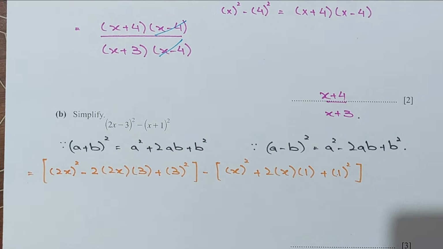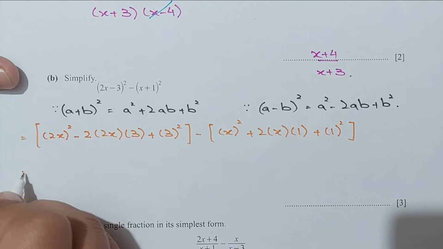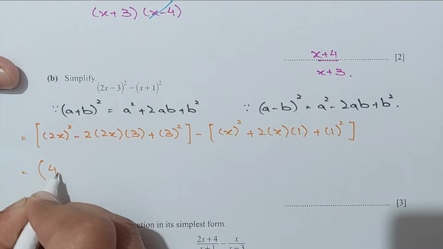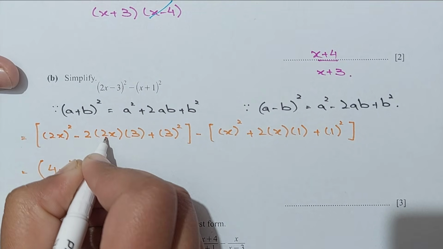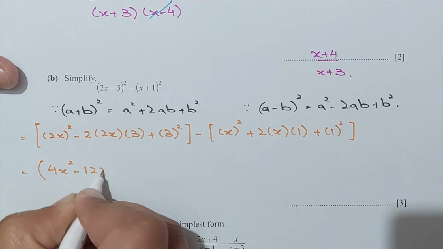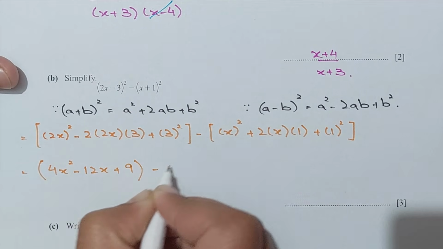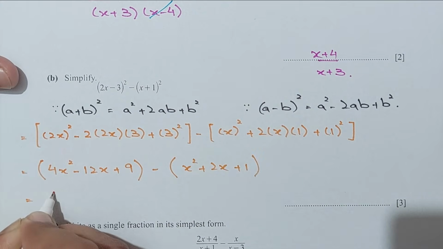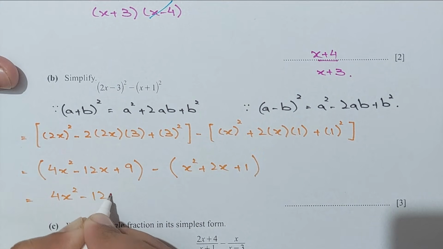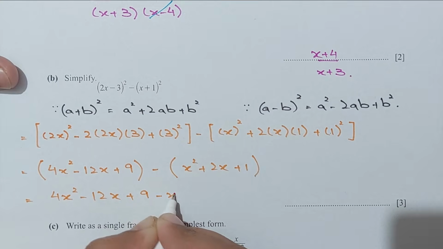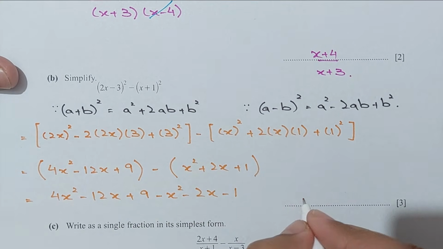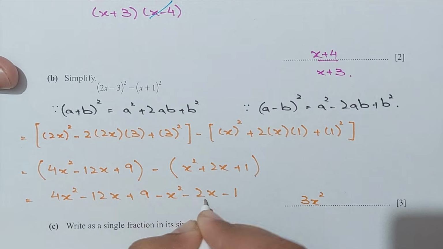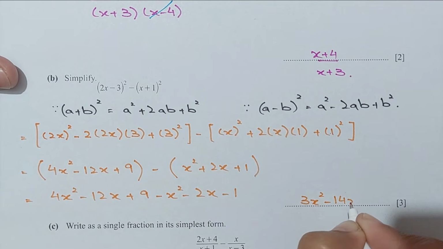Here we have the a plus b whole square formula I'm going to apply. So this would be equal to 4x square. 2 times 2 is 4 and 4 times 3 is 12, minus 12x, 3 times 3 is 9, minus x square plus 2x plus 1. And this is going to be 4x square minus 12x plus 9 minus x square minus 2x minus 1. So 4 and minus 1, this is 3x square. Minus 12 and minus 2 is minus 14x. 9 minus 1 is 8.